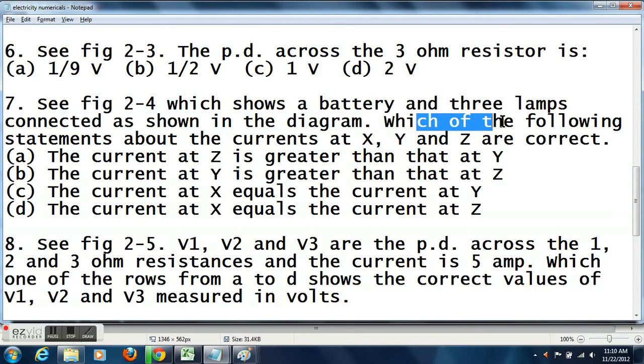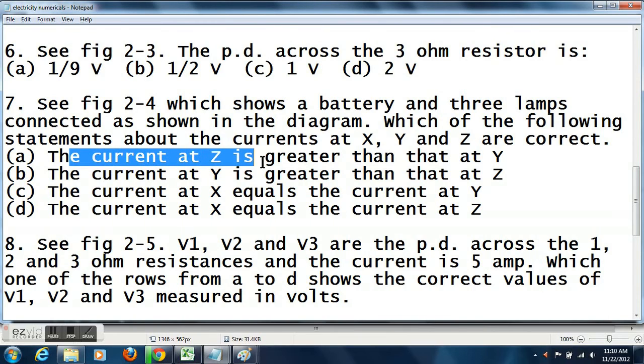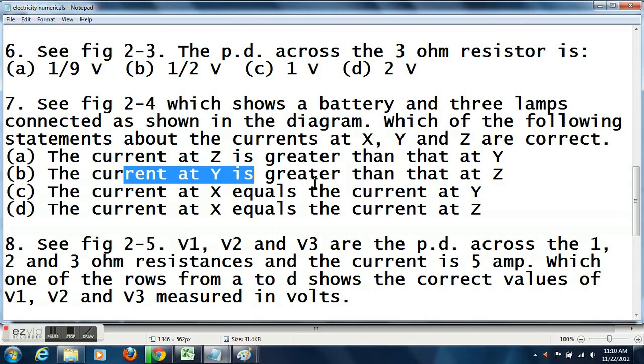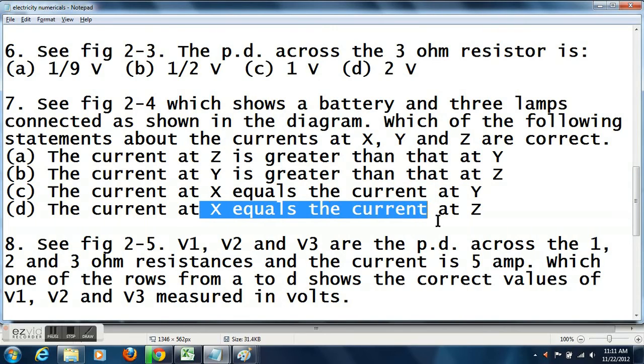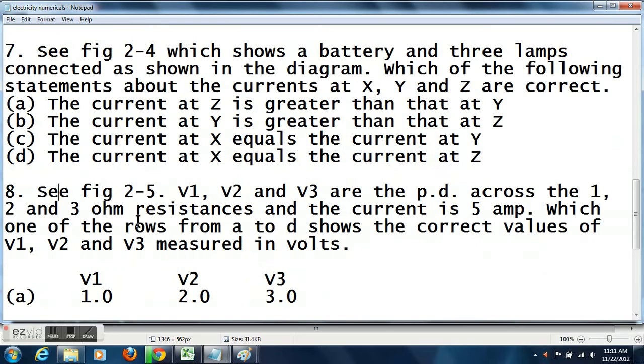Option A, the current at Z is greater than that at Y. Option B, the current at Y is greater than that at Z. Option C, the current at X equals the current at Y. And option D, the current at X equals the current at Z. So these are the 4 options. You have to choose the one which is correct. Let me read question number 8. See figure 2.5. Let me pull figure 2.5.